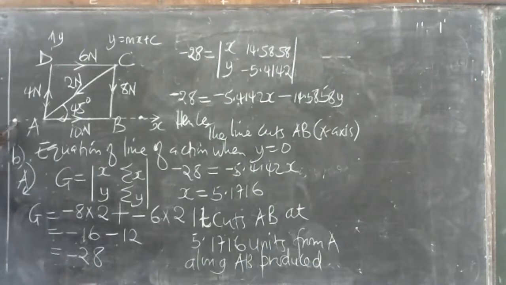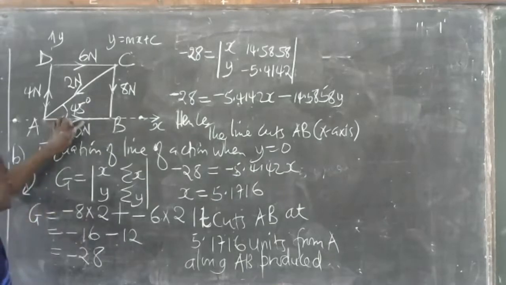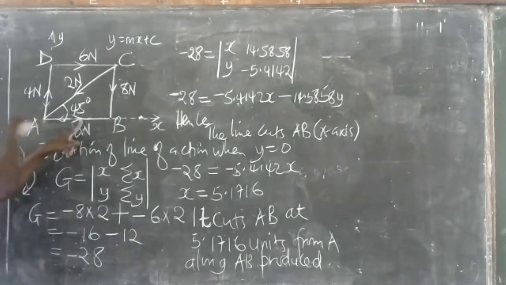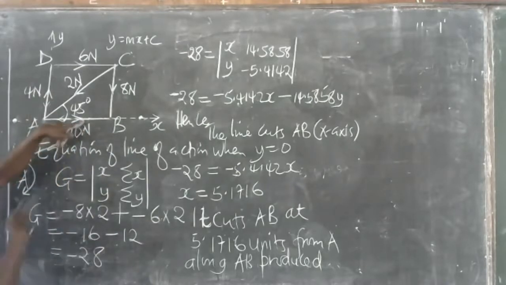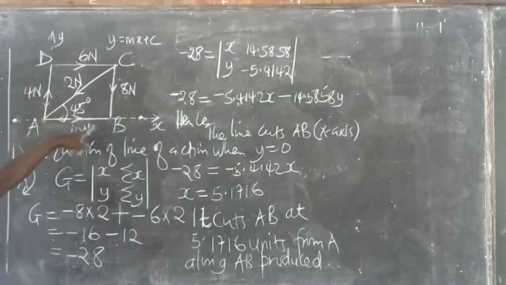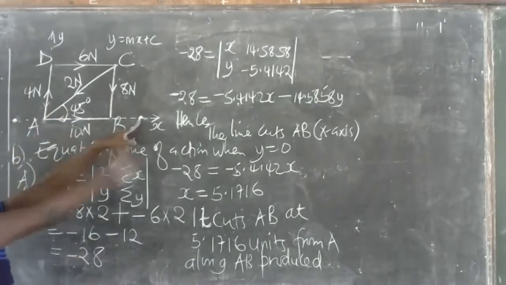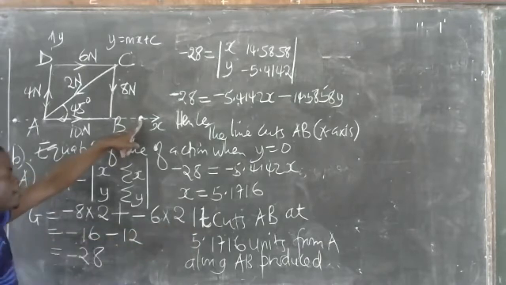What is very important there is BA produced, from A. If it is positive but less than 2 units, you say it cuts AB at those units from A. If you want, you can even mention along AB, it's okay. From A along AB, it's okay. If it is beyond, you say what you have given there.